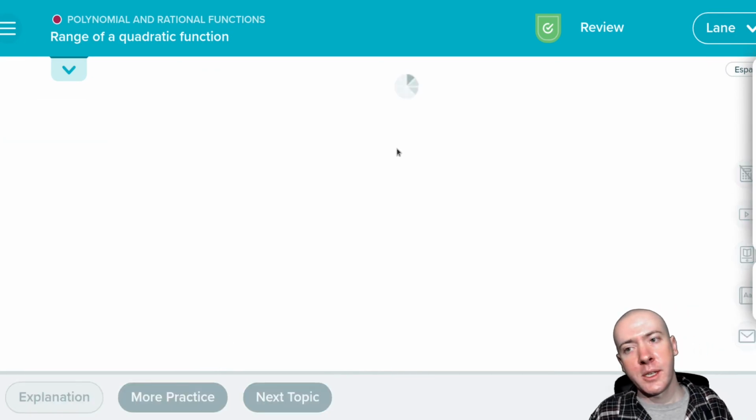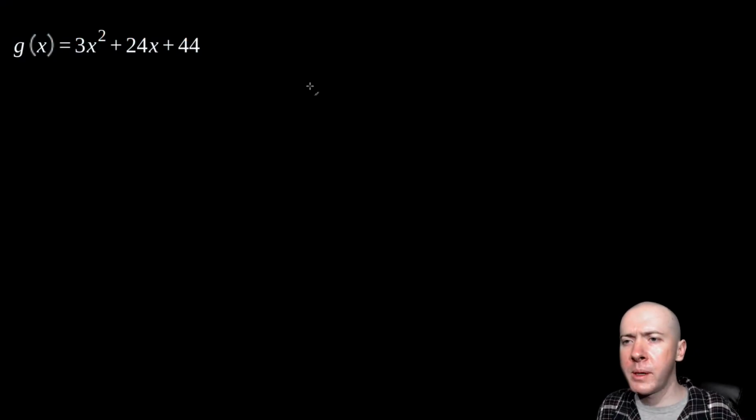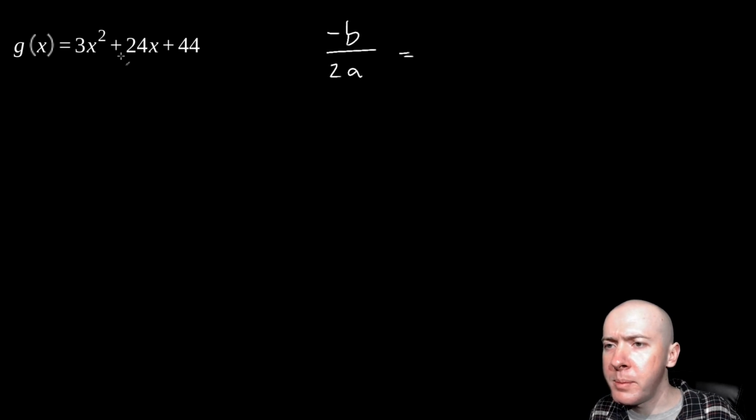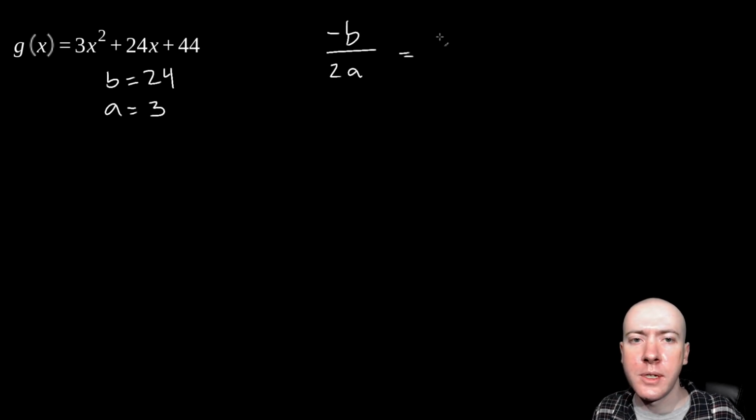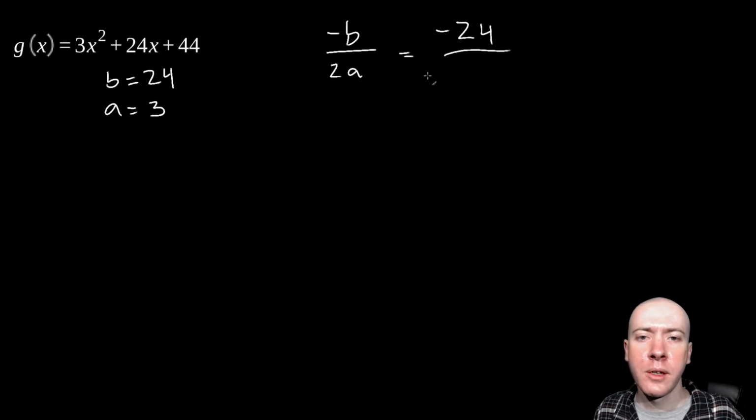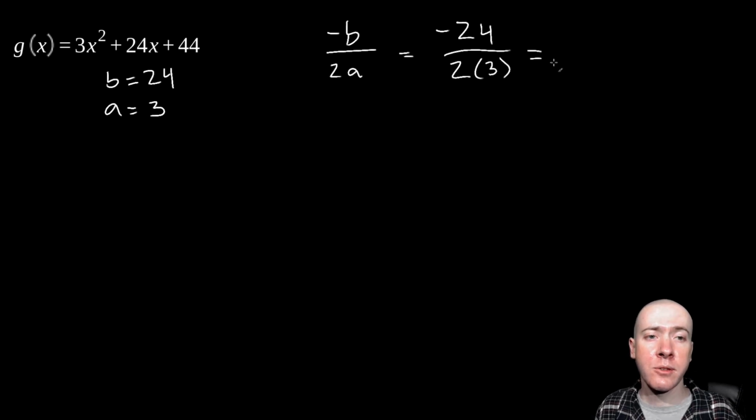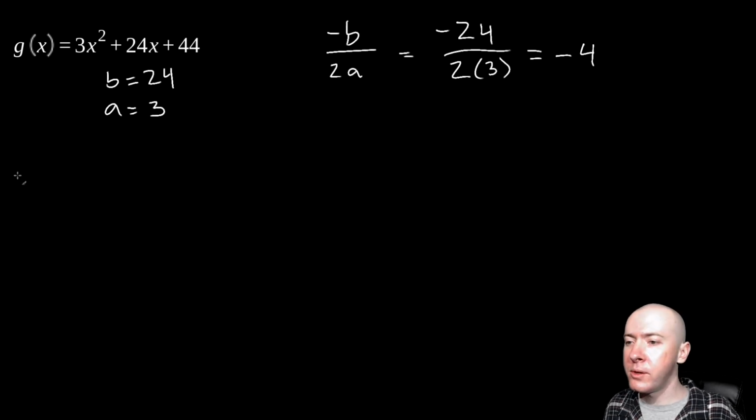All right, let's do another example. Okay, so we start by finding the vertex. We know that its x-coordinate is going to be negative b over 2a. So what is b? B is 24, right? And a is 3. So negative b would be negative 24. And we have 2 times 3 on the bottom. 2 times 3 is 6, right? So negative 24 divided by 6 is negative 4. So we know that our vertex is going to have the x-coordinate negative 4.